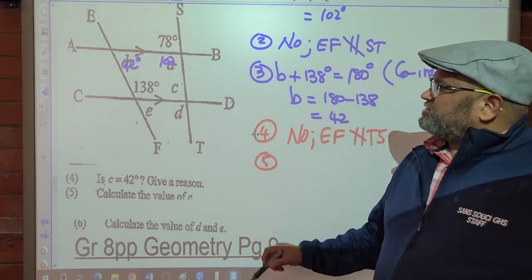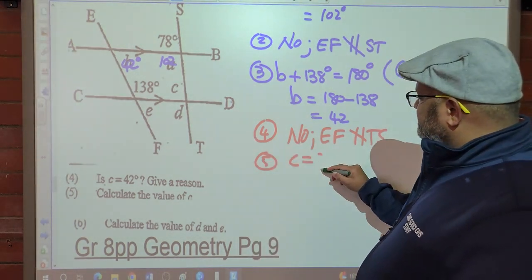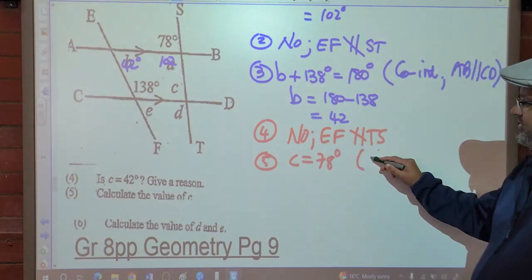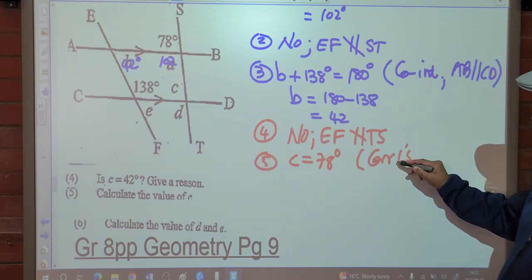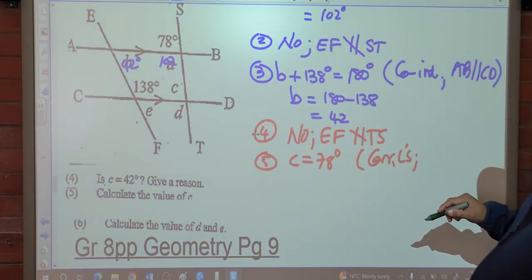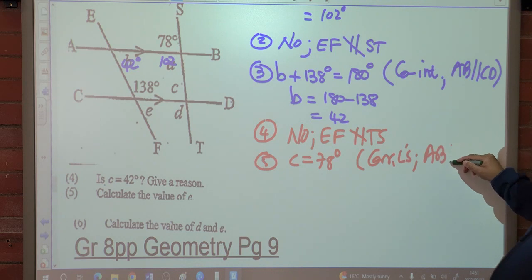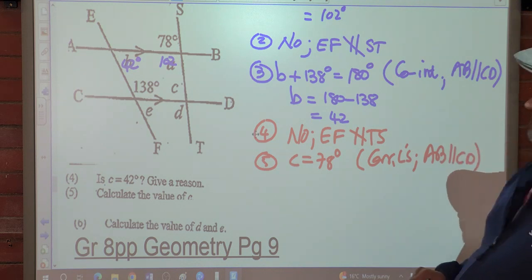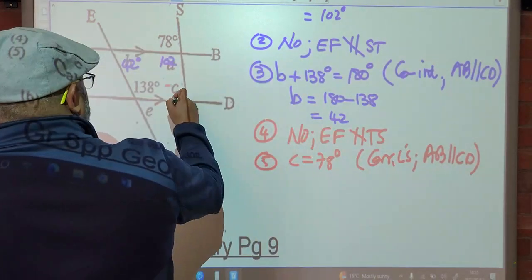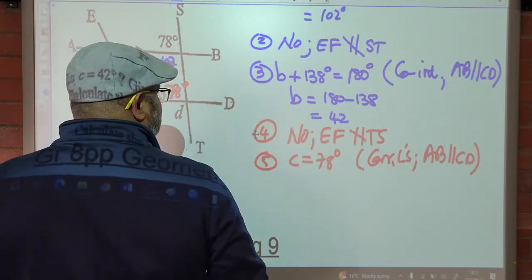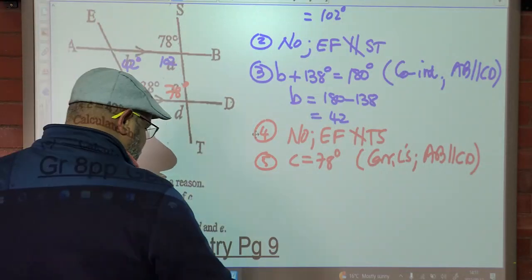Okay. So we're saying that C is equal to 78 degrees. Why? Corresponding angles with AB being parallel to CD. So that is 78 degrees. Number 6.